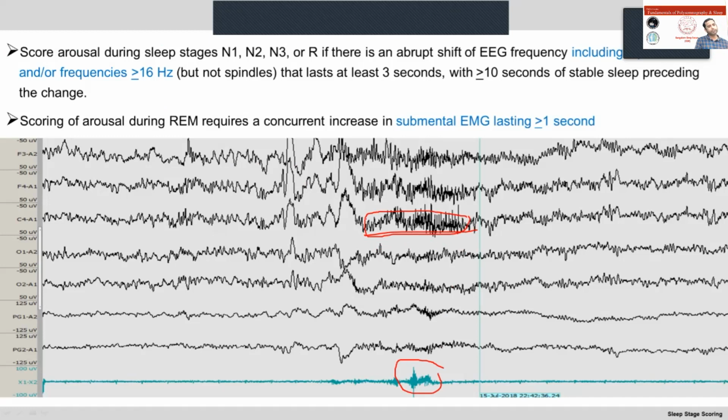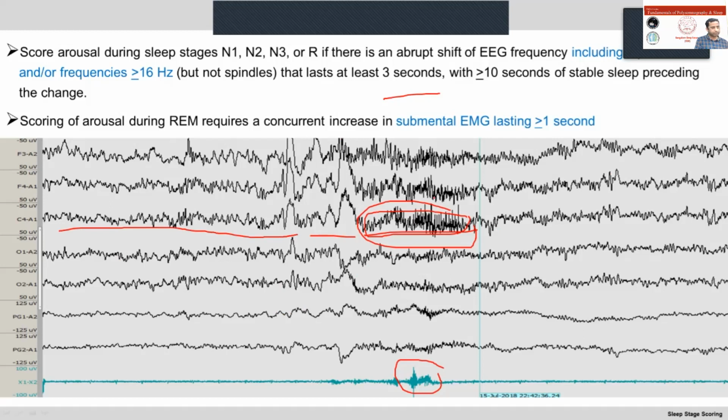Arousal is defined as when there is a shift of the frequency towards the higher. So low amplitude mixed frequency, with K complexes going on, and suddenly there is an abrupt shift in frequency towards higher activity. It may be alpha, it may be beta, it may be gamma, not including spindles, which we will discuss. At least 3 seconds of this activity should be present, preceded by 10 seconds of stable sleep. So you can see this is 10 seconds of stable sleep. This is for 30 seconds, and these are K complexes.